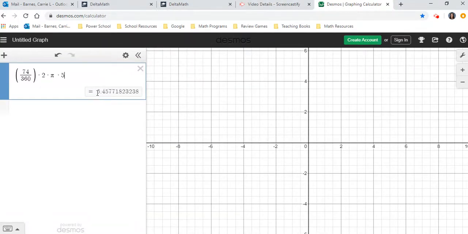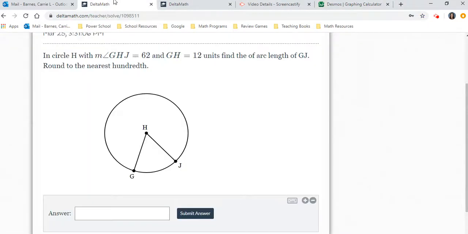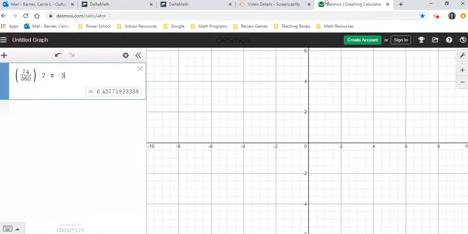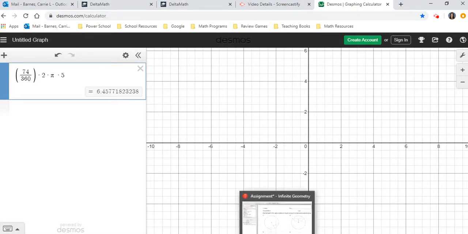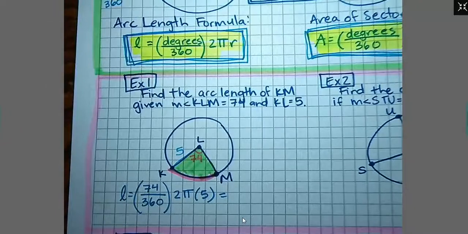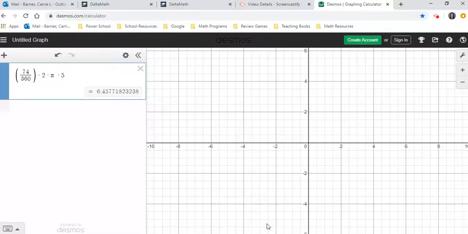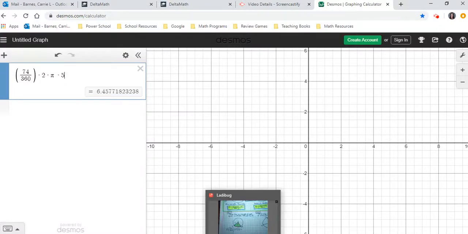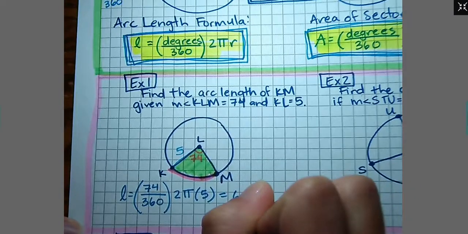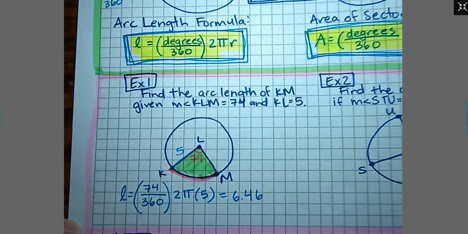Okay, so the answer here is 6.4577, but in Delta Math, it's going to ask you to round to the nearest hundredth, or it's asking in this case, so that's 2 decimal places. So we're going to do 6.46, because that 7 rounds the 5 up, so 6.46. Okay, so that is your arc length here.